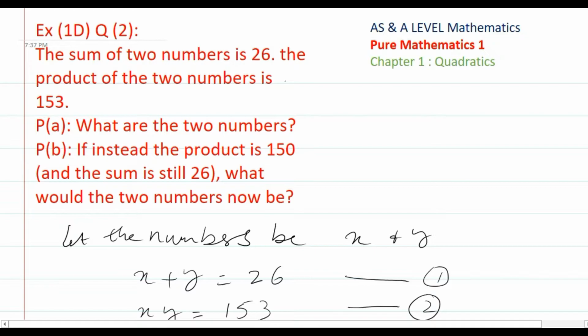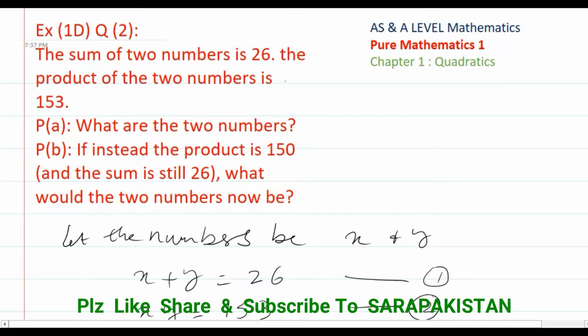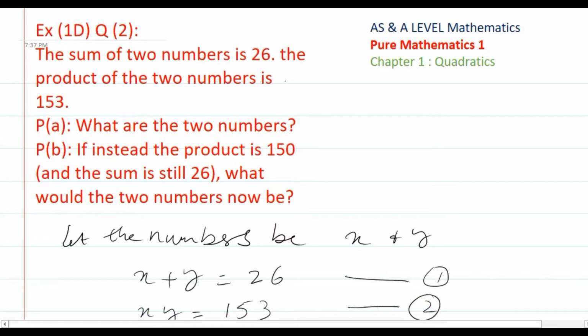The sum of two numbers is 26 and the product of two numbers is 153. Part A, what are the two numbers? So let's start with part A and let's suppose the two numbers be x and y, as you can see on the screen. Now you can make equations from the given data.